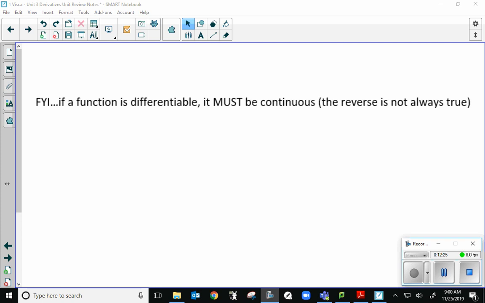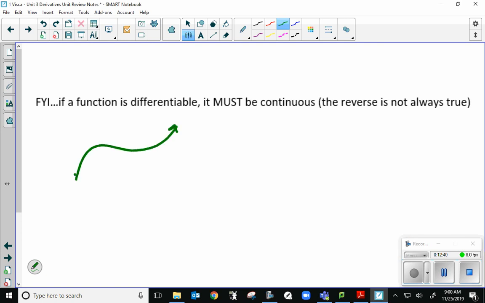This is really important to know. If a function is differentiable, it must be continuous. Meaning, if I can take the derivative, it has to be continuous. Something like this is continuous, so I can take the derivative anywhere. The derivative right here almost looks like it's 0. I'll use m because m is slope in a lot of equations, y equals mx plus b. The slope here, or derivative, is 0.